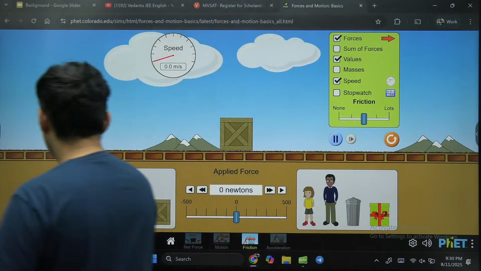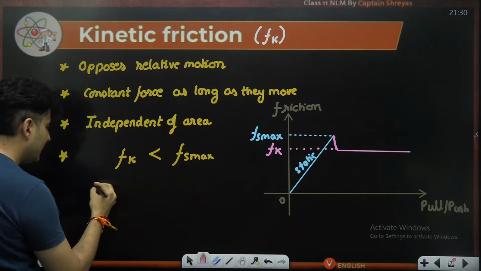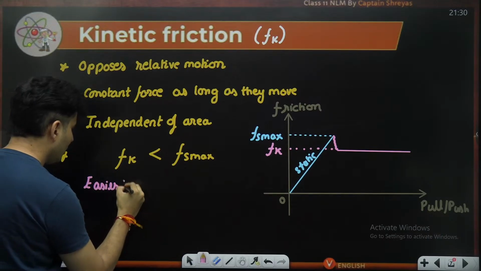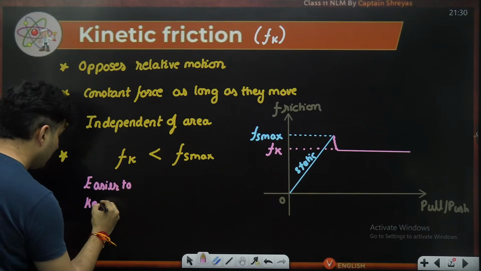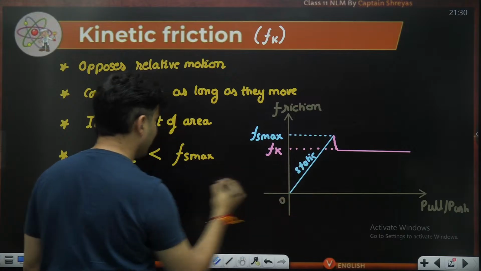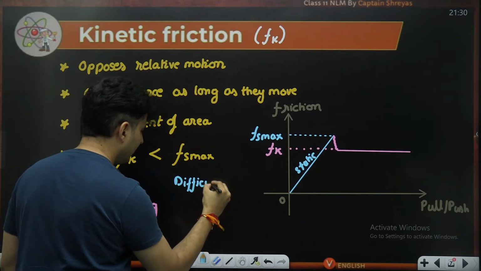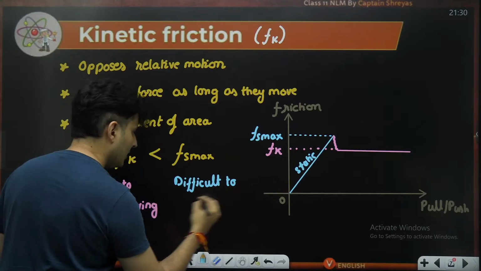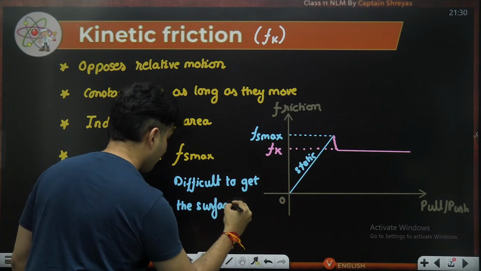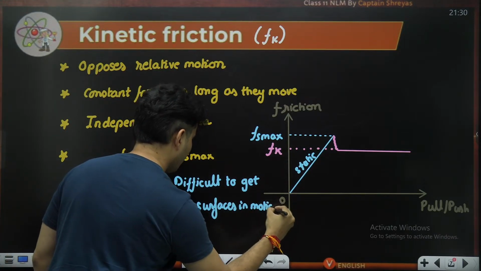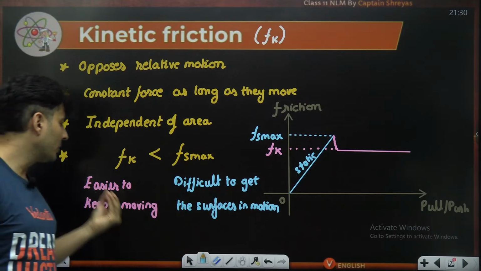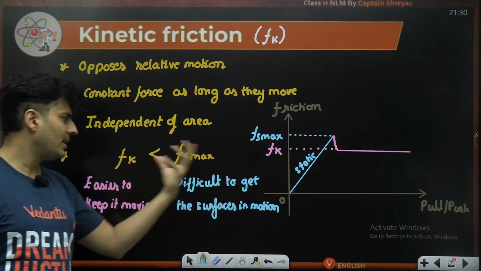So keep in mind that this statement means it's easier to keep it moving, and it is difficult to get the surfaces in motion, because that is decided by Fs max, how difficult it is. But once it is in motion, how much I need to apply to keep it moving is always lesser. So that is why Fk is less than Fs max.